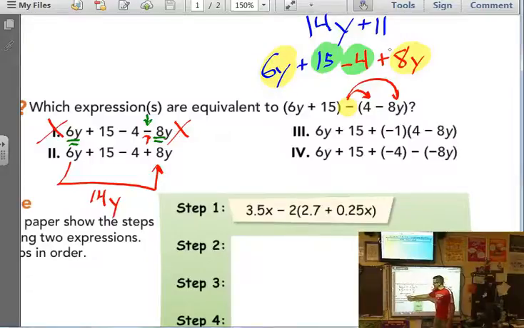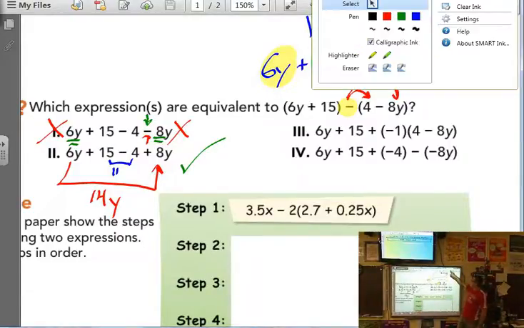So, looking at 2, what happens when we combine a 6y and an 8y? We get 14y. What happens when I combine a 15 and a minus 4? We get 11. So does it work? It does work. Try 3 and 4 on your own. Figure out how many y and how many constants you would have.